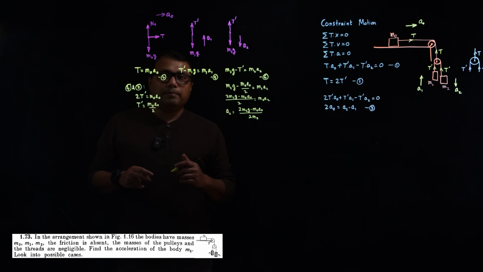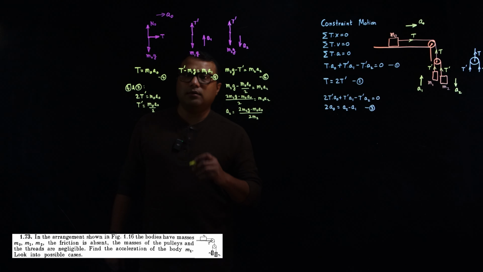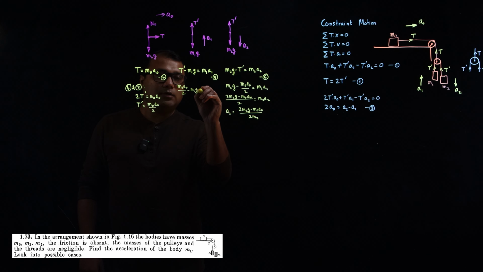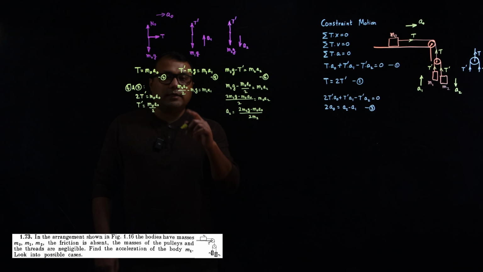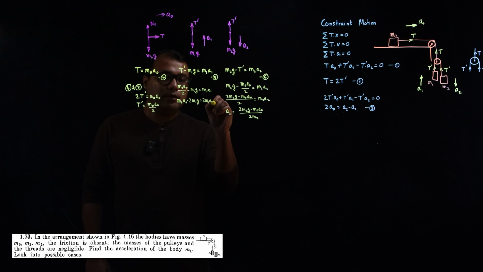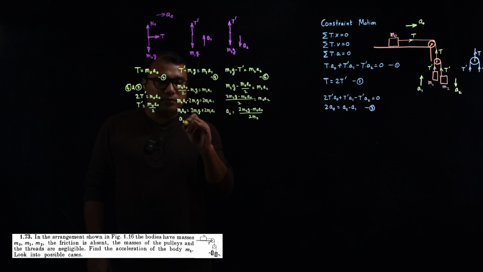Okay, let's use T dashed here. So we get M0 A0 by 2 minus M1G equals M1 A1. So let's solve for A0. So M0 A0 minus 2 M1G equals 2 M1 A1. So M0 A0 is 2 M1G plus 2 M1 A1, or A0 is 2 M1G plus 2 M1 A1 by M0.